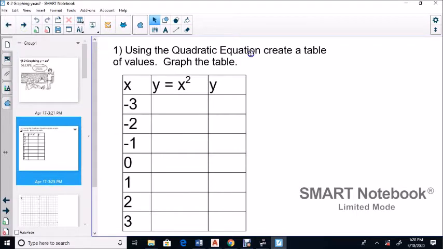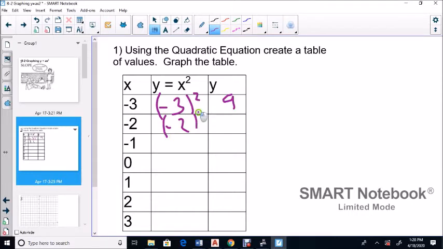Okay, first, question 1 here, and I want you to fill in this table. Using the quadratic equation, create a table of values. Okay, and then we're going to graph that table. So I'll show you how to set up this table here. So y equals x squared. So in here, we'll put -3, and we'll put squared, and we'll figure out -3 times -3 is 9. And we'll put -2 squared, and then 4.